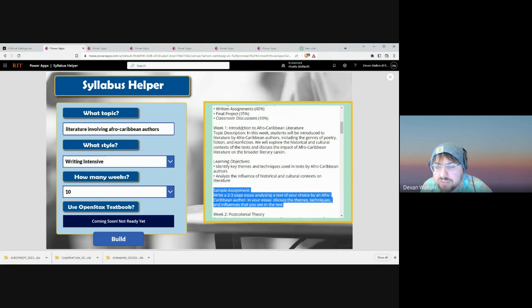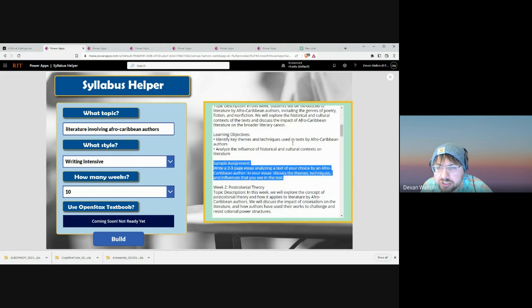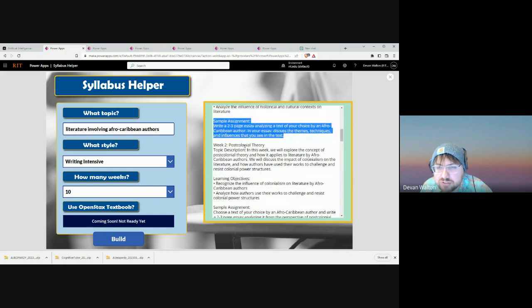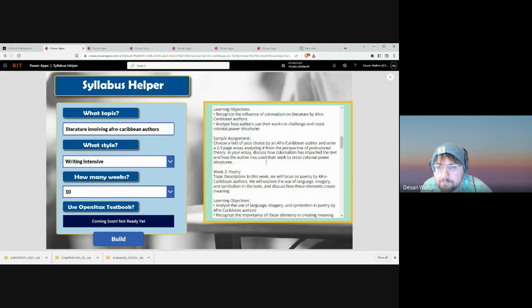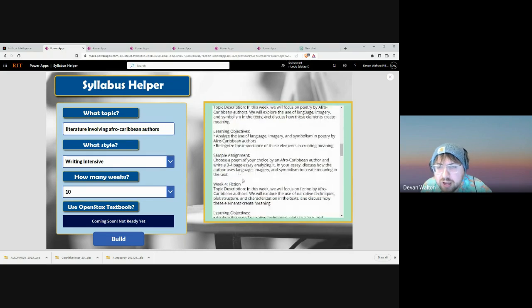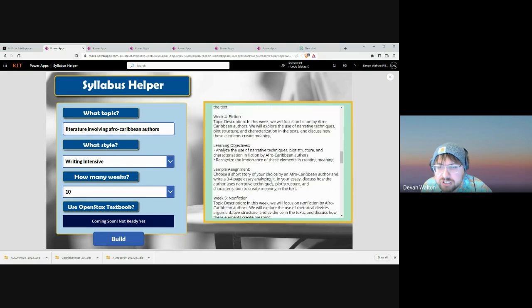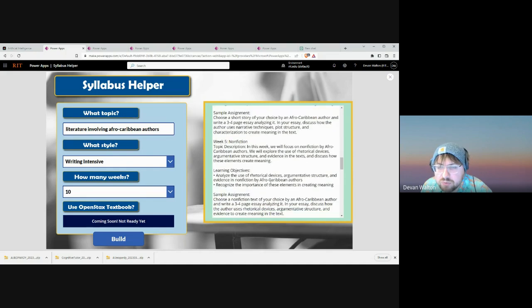So in week one, we have the introduction to Afro-Caribbean literature. In week two, we have post-colonial theory. Week three, we have poetry with an Afro-Caribbean focus. Week four, we have fiction, nonfiction for week five.